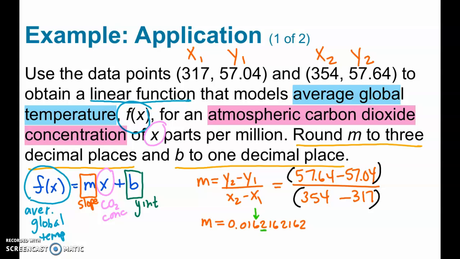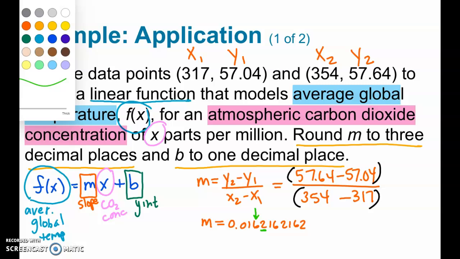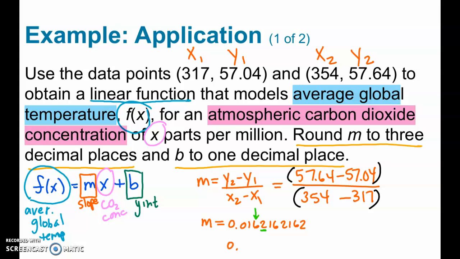I look one over, and if that number is 5 or more, I round this number up. If the number to the right is less than 5, I keep this number the same. So I'm going to round this to 0.016. So the slope here is 0.016, and that's going to go in place of the M.